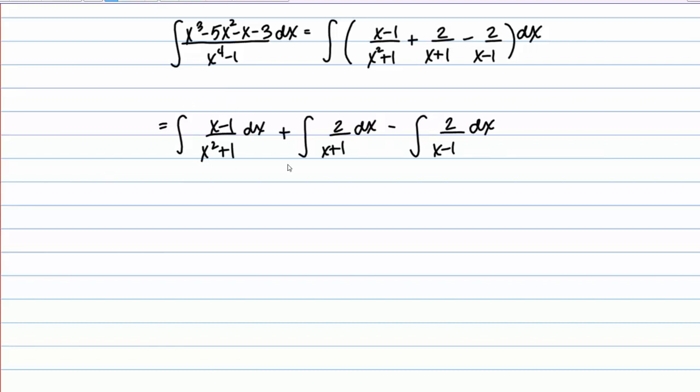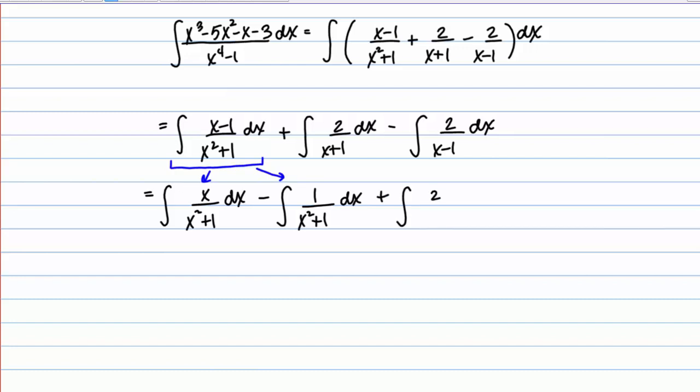And really the most challenging of these 3 integrals is this first one. The second 2 are just natural log forms. So in this first integral, what's probably going to be the most helpful way to approach this is to actually split up this fraction into 2 pieces. Okay, so I'm going to further split up this first term into the integral of x over x squared plus 1 dx minus the integral of 1 over x squared plus 1 dx. And then I can carry down these other integrals as well.